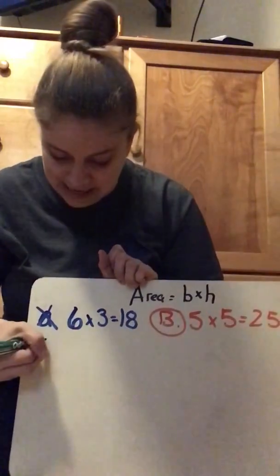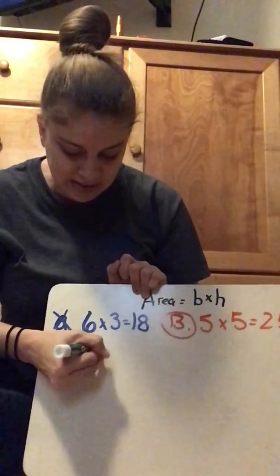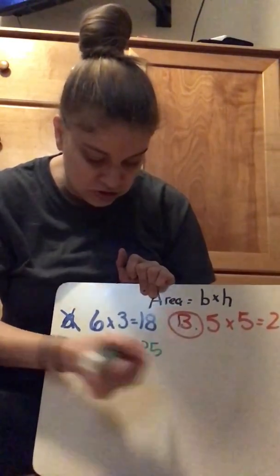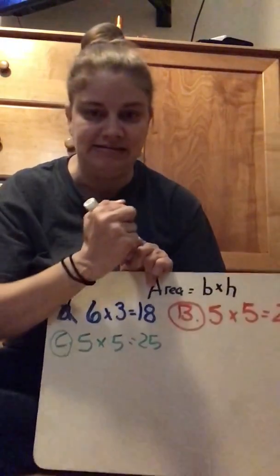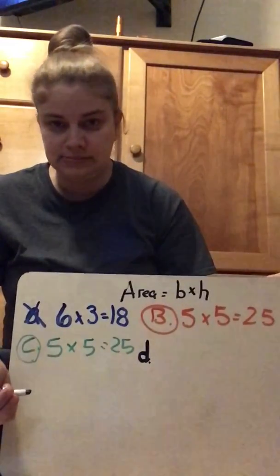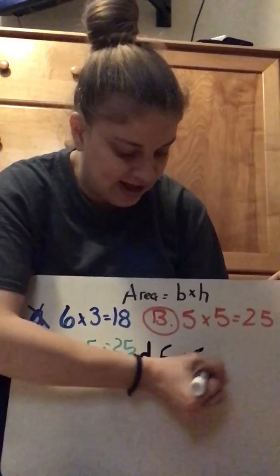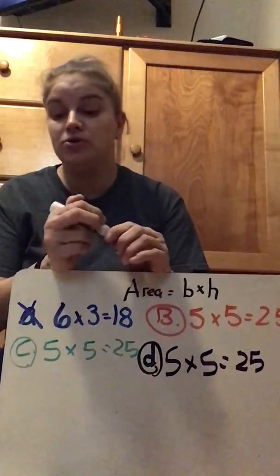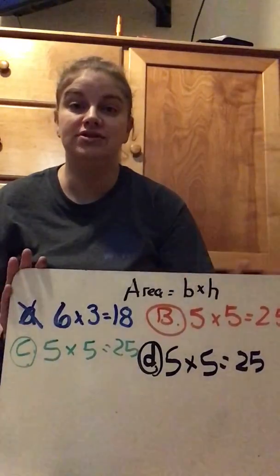Okay, next one is C. Again, count the squares on the bottom, and you get 5. And then you count how many it goes up, and you get 5. 5 times 5 is 25. So choice C does work. And then choice D. You count the squares on the bottom, which is 5. And then it goes up 5. And 5 times 5 is 25. So D would also work. So for number 4, B, C, and D all give you the area of 25.